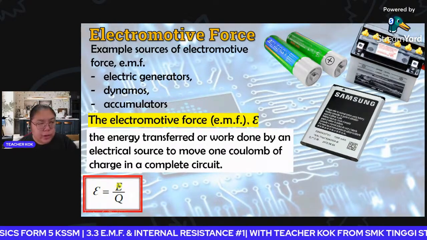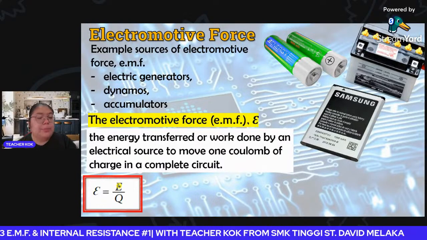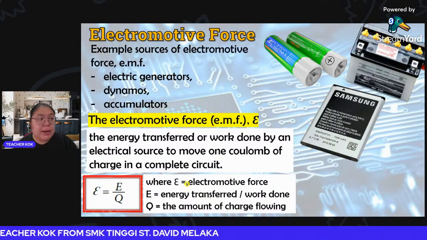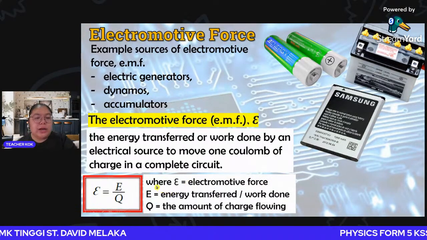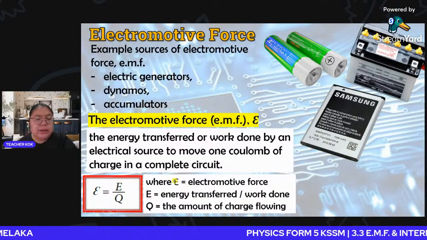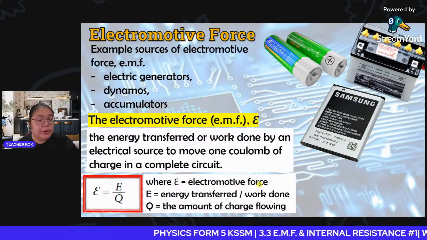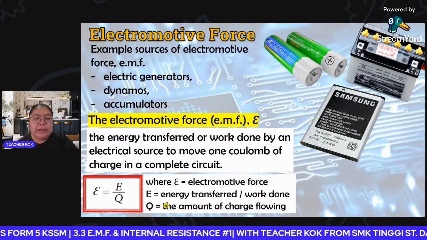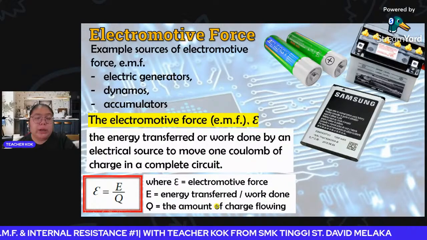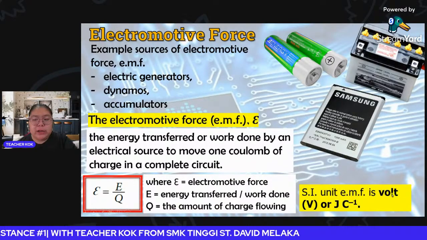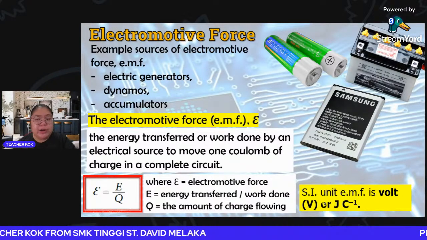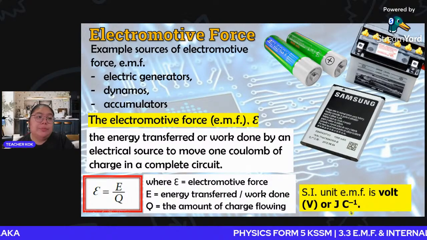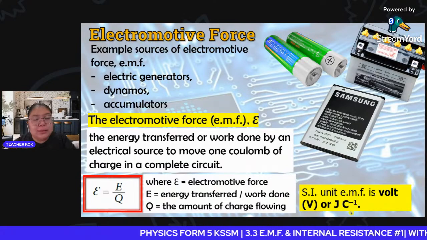Then this one is the work done. Okay, or you can put W, W over Q. Okay, so that means EMF, the unit should be the same as the potential difference. Okay, we go to explain one by one. Okay, this one italic E is the EMF, electromotive force. Then the capital E is the energy transfer. We can say work done. Okay, Q is the amount of the charge flowing. Okay, so from here, the SI unit for the EMF, we still write volt. Okay, you can write capital letter V, or you can say joule per coulomb. Okay, normally we just write volt, capital letter.